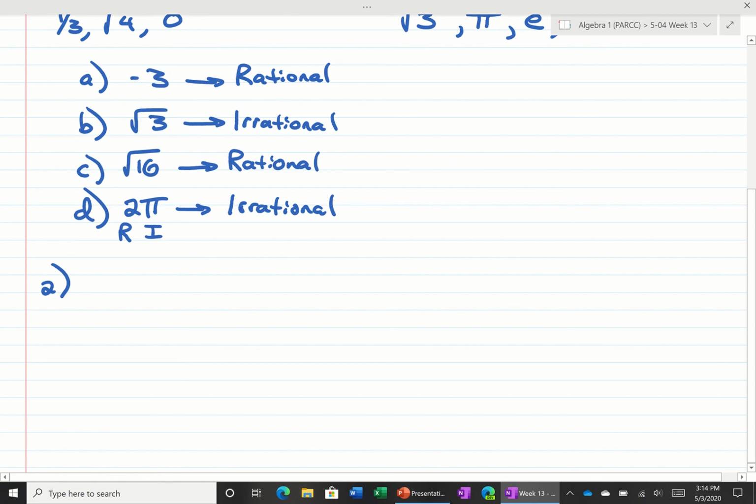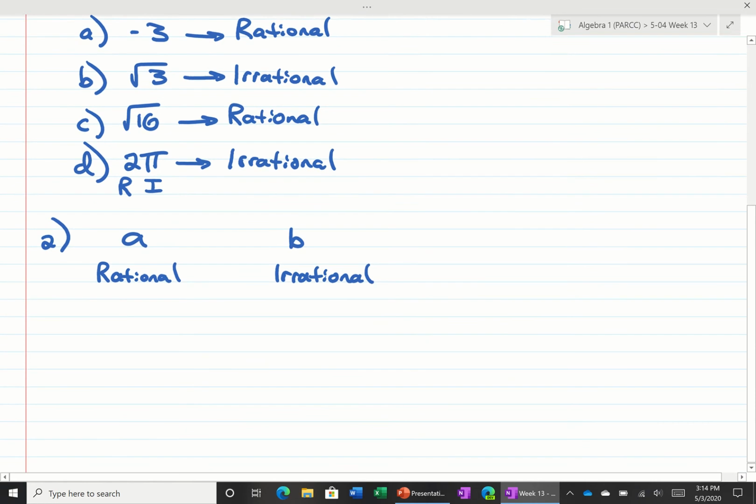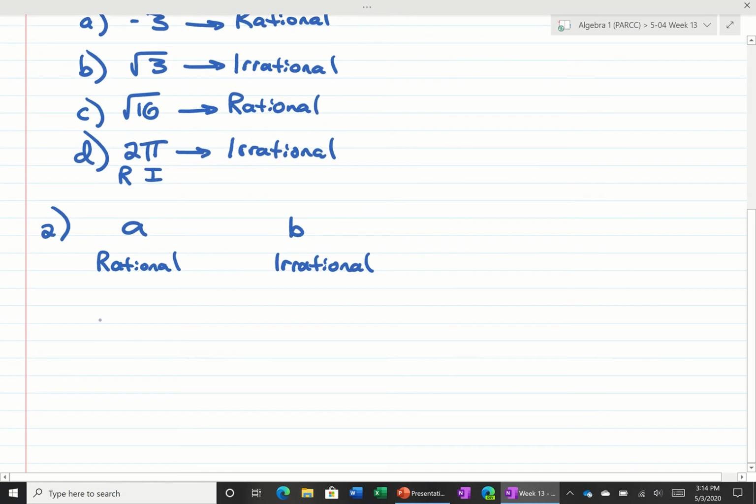For number 2, it says let A represent a non-zero rational number. So A is rational. And it says let B represent an irrational number. Which of the following expressions could represent a rational number? So we have -b, a plus b, a to the second, and then we have 2b squared.